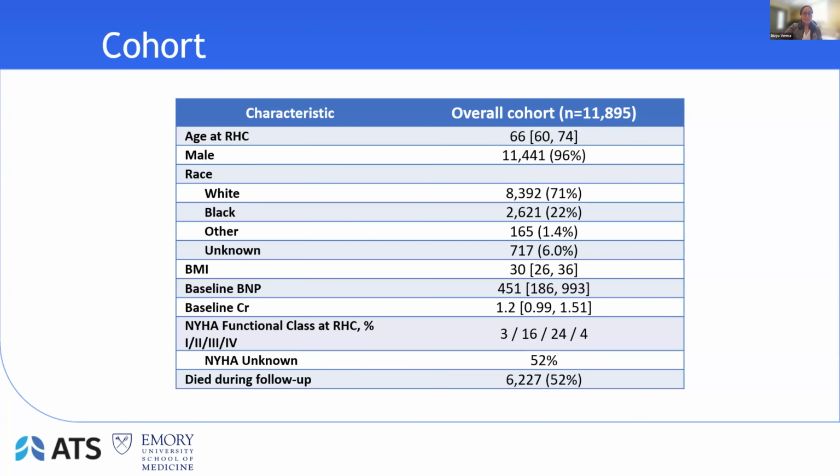So these are the descriptive statistics of the cohort overall. There were almost 12,000 patients with an average age of 66. A vast majority of the patients included were men. A majority of them were white. Most had an abnormally elevated BMI and BNP, a high normal baseline creatinine, and most had at least NYHA class 2 symptoms. They were followed in the VA system for a median of 3.5 years, and during the up to 10-year follow-up time, more than half of the cohort had died, with a mortality during the follow-up period of 52%.